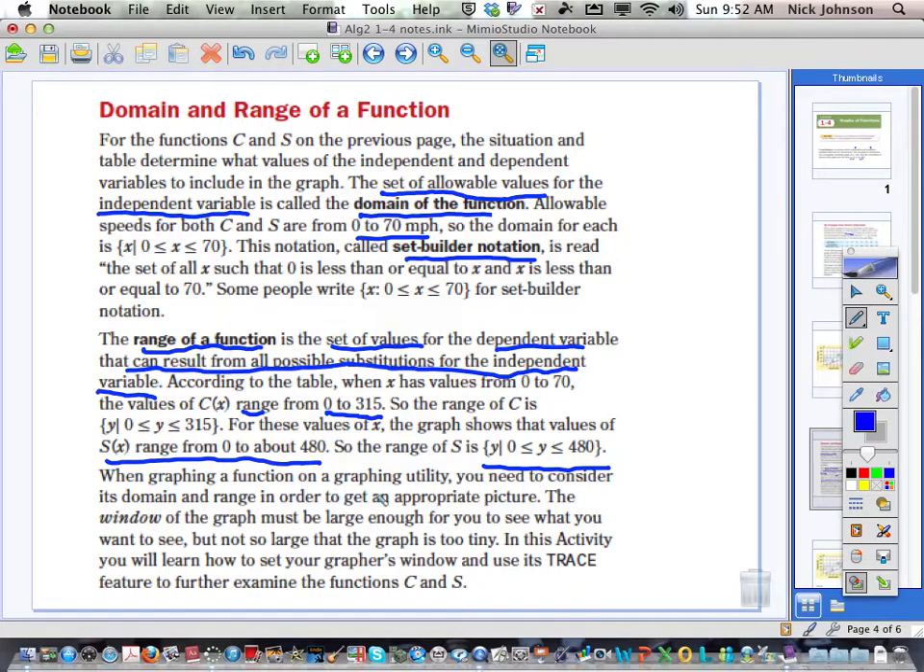When graphing a function on a graphing utility, you need to consider its domain and range in order to get an appropriate picture. We dealt a lot with this in Algebra 1. The bigger you make your window, the more of the graph you're going to be able to see. If you don't know how to do that, please come talk to me, and we'll fix that.